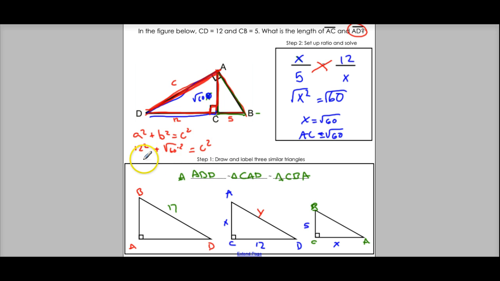If you put this in the calculator, you get 144 plus 60 equals c squared. Follow me over here. I'm going to add these. I get 204 is equal to c squared. Take the square root of both sides, and, well, it's going to be a decimal, so I'm just going to leave it like this. The square root of 204 is equal to c. And that is my answer for AD.